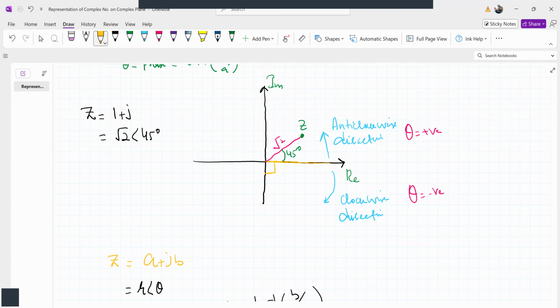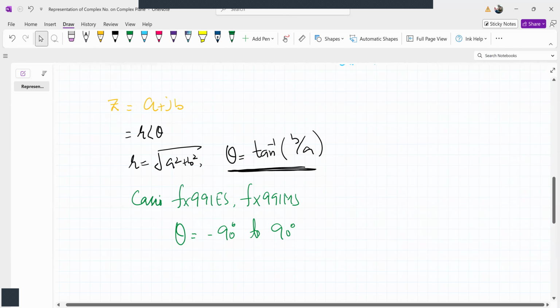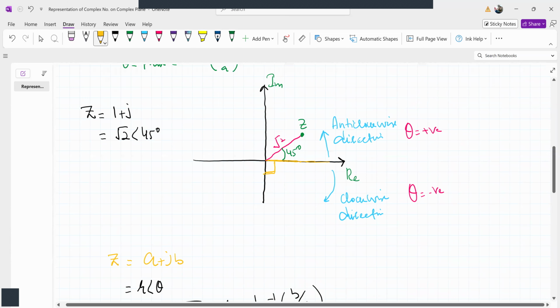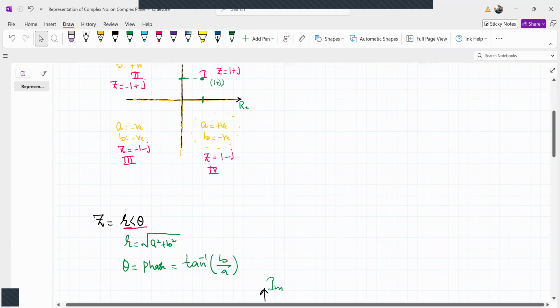So the result is saying that this phasor or complex number will lie in this quadrant or in this quadrant here. This is 0 to 90 degrees. In other words, the result is saying that the complex number is lying in the first quadrant or fourth quadrant. What is the first quadrant and the fourth quadrant?